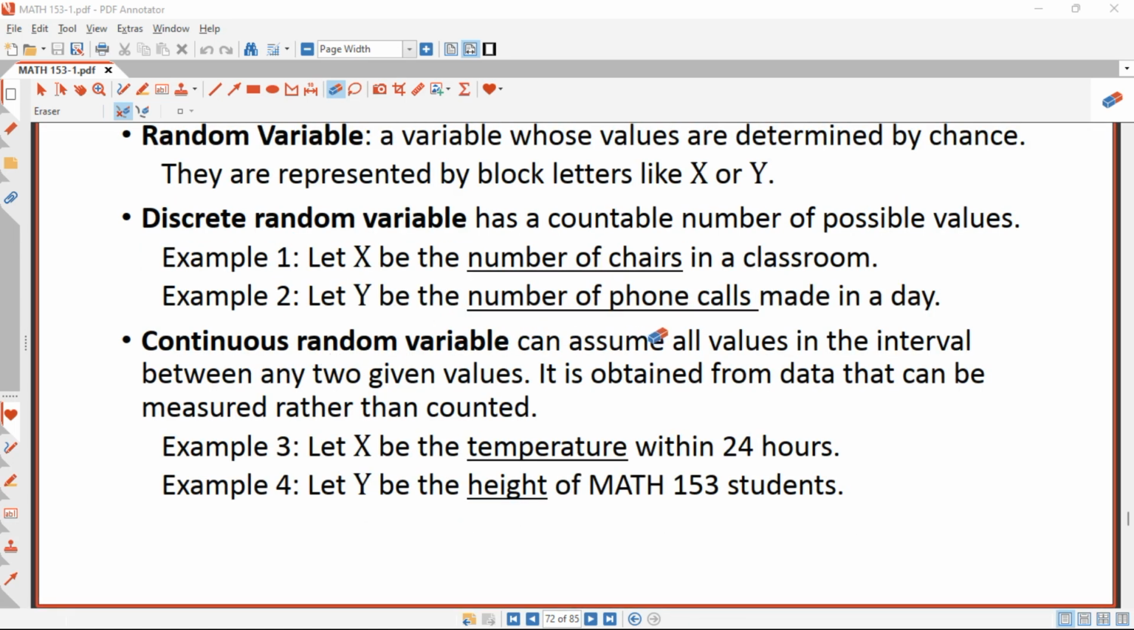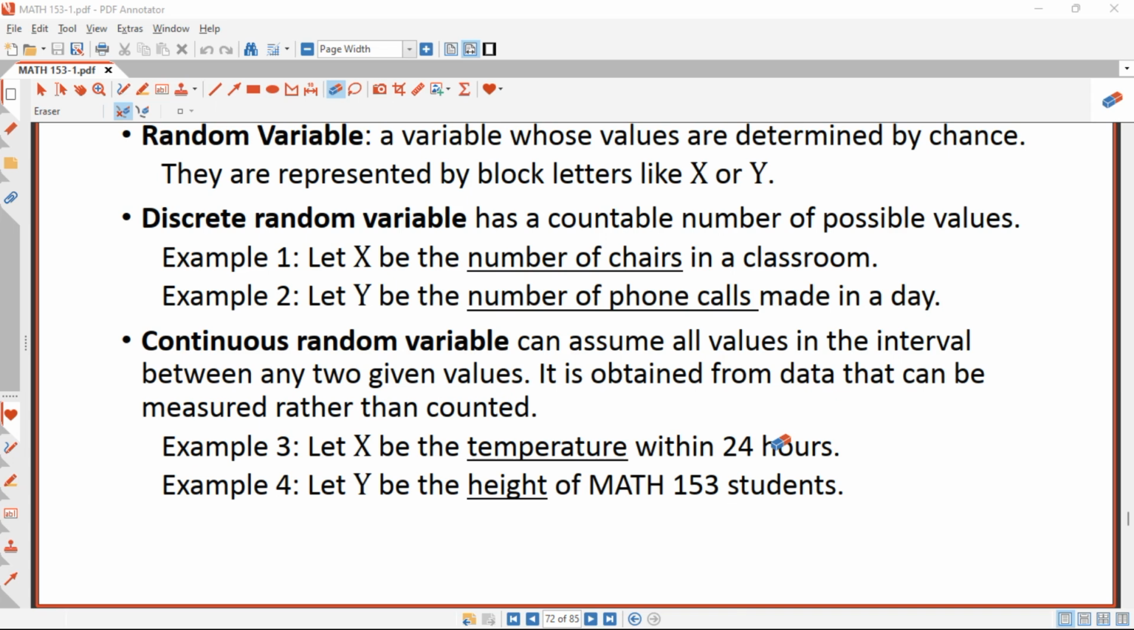So what about a continuous random variable? A continuous random variable can assume all values in an interval between any two given values. We cannot count them, but they usually lie within a certain range, and they are obtained from data that can be measured rather than counted. For example, let X be the temperature within 24 hours. You cannot count temperature, because it is measured.